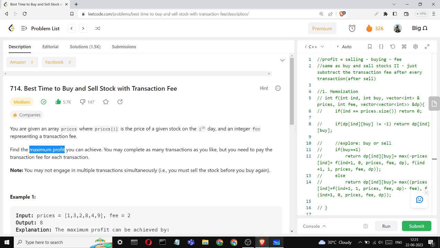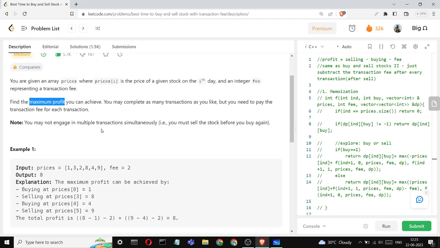So what the problem is saying: you are given an array prices where prices[i] is the price of a given stock on the ith day. So for a particular stock, prices are like this: it is 1 on the first day, then it goes high to 3 on the second day. So like this the prices are fluctuating, right?